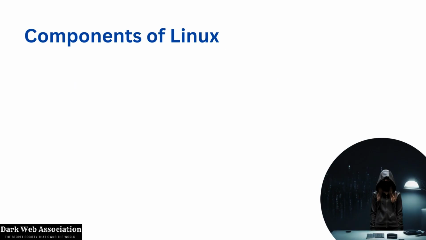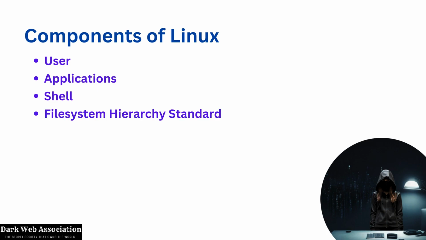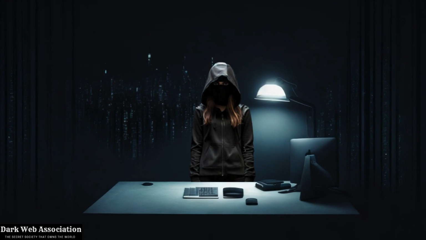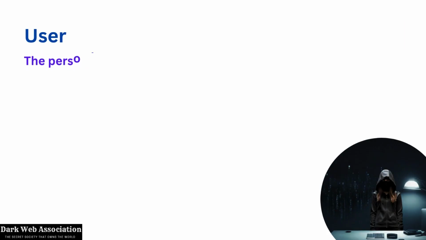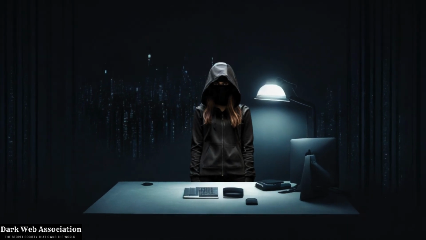The components of Linux include the user, applications, the shell, the Filesystem Hierarchy Standard, the kernel, and the hardware. Don't worry, we'll go into these components one by one together. First, you are the user. The user is the person interacting with the computer. In Linux, you're the first element to the architecture of the operating system. You're initiating the tasks or commands that the OS is going to execute. Linux is a multi-user system. This means that more than one user can use the system's resources at the same time.